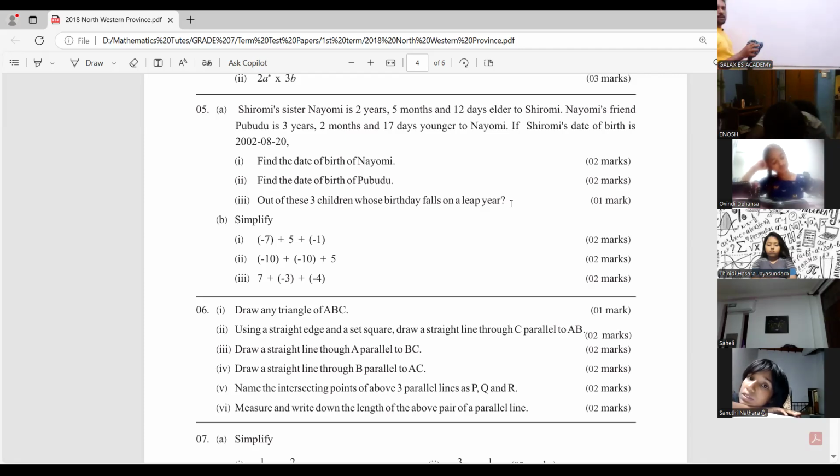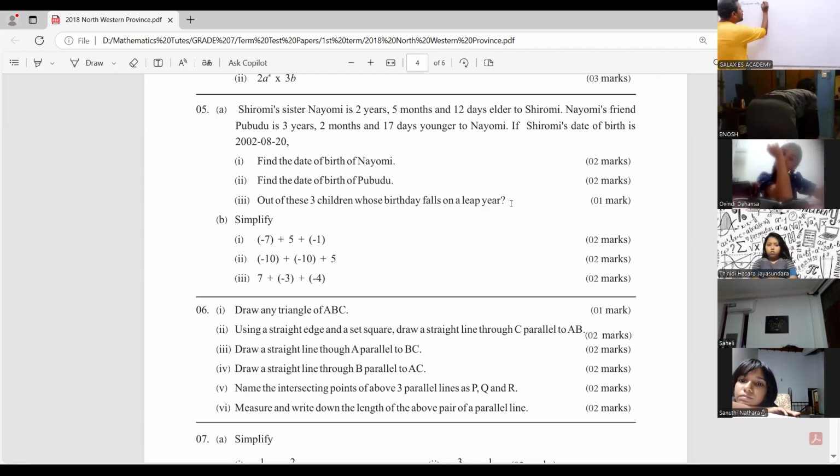Question number 5. Right, there is a small description, let's write it first. Date of birth of Shiromi is given. Shiromi's date of birth is 2002, 8, 20th.